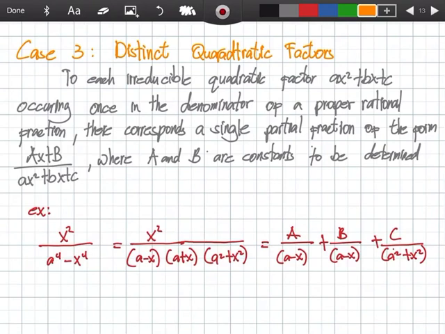Why is it ax squared plus bx plus c? It means it is an irreducible quadratic factor. We cannot reduce it into linear form, where A and B are constants to be determined. Example, we have x squared over a raised to 4 minus x raised to 4. That will be equal to x squared over a minus x times a plus x times a squared plus x squared. So, we have distinct linear factors here, a minus x and a plus x. We also have a quadratic factor, class, that is a squared plus x squared, occurring once.